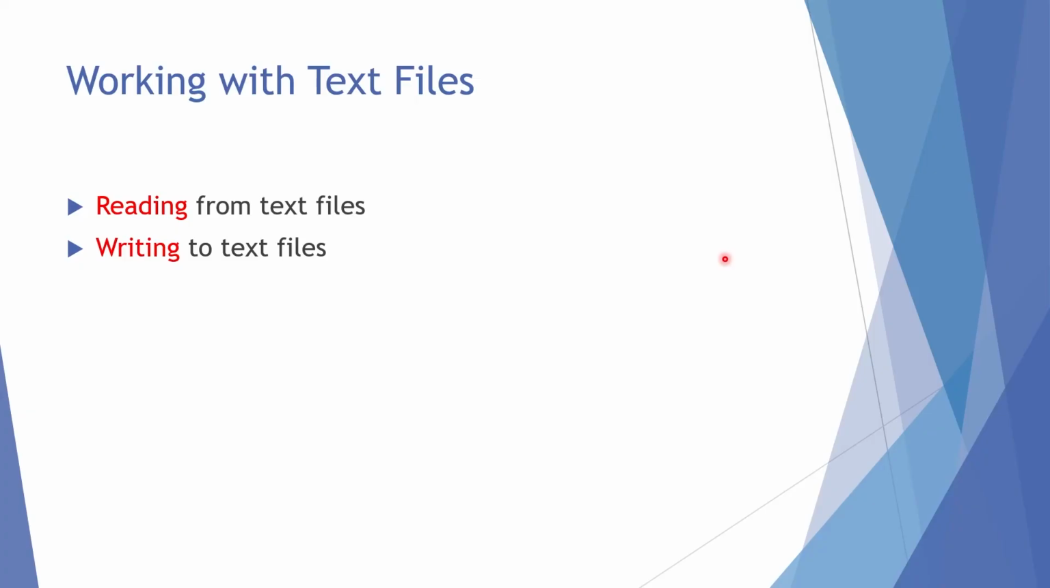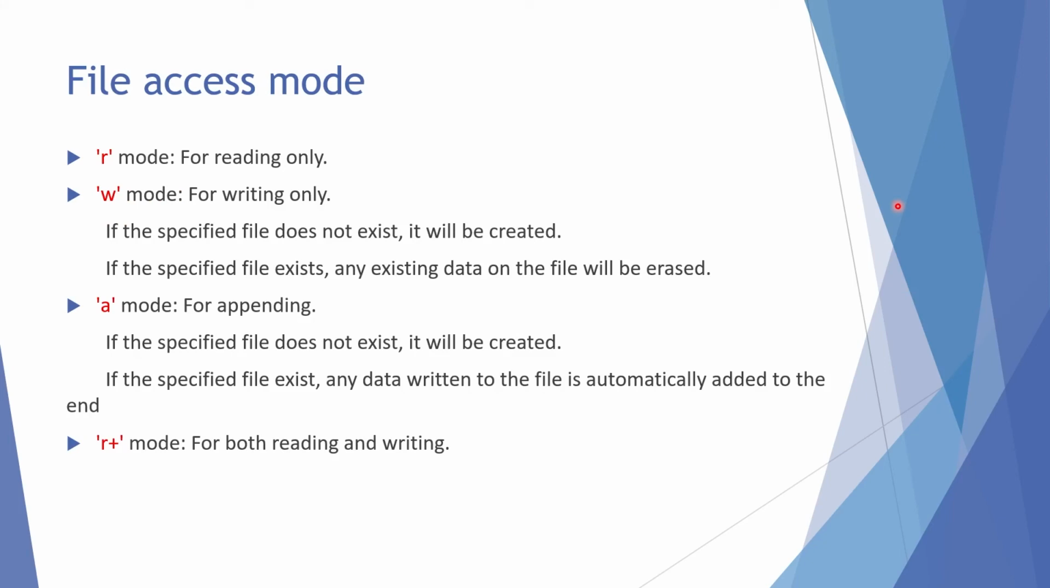Let's see how we can, first of all, let's see this file access mode specifier. So we have this R for read mode. We have the write for writing only. So if the specified file does not exist, it will be created, and if it exists, any existing data will be erased. That's why we also have the append mode. This means if the specified file does not exist, it will be created, and if it exists, any data written to the file is added to the end of the file.